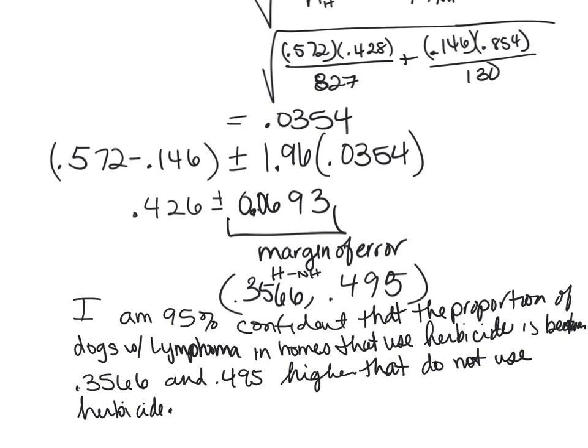Okay. In the calculator, for your x1, n1, x2, and n2, if you're doing that, you're plugging in your 473, and then you're plugging in your 827, your 19, and your 130. You just plug it in like that, and then pick 95% confident.